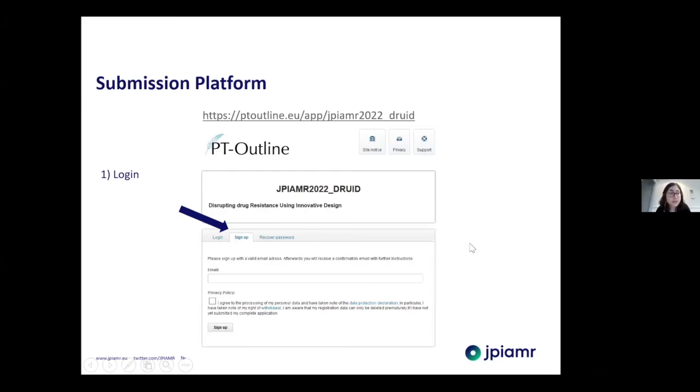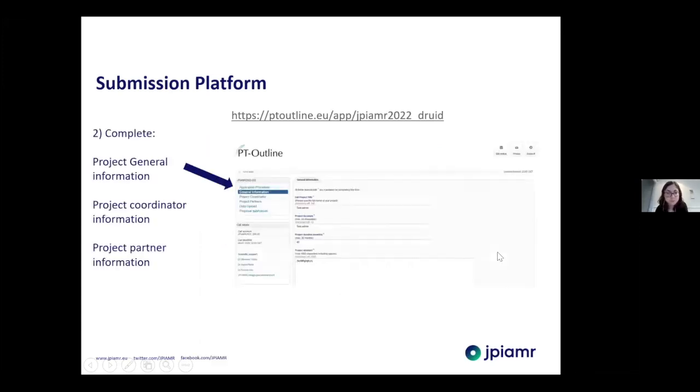So of course, the first step is to sign up by registering your email address. Once you are connected, you will have to enter several details. So first, the general information about the project, information about the project coordinator, and information about the project partner. Note that you will also have to enter information about non-funded partners in this platform. And there is only one account per proposal. And in general, it is the coordinator who enters all these details.